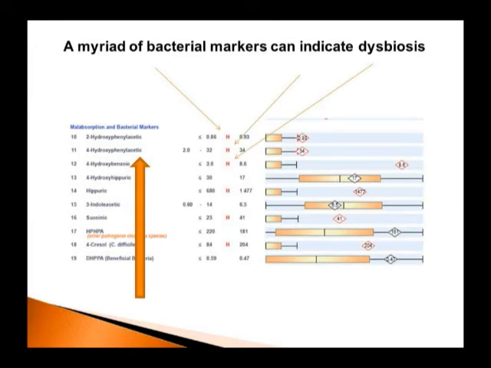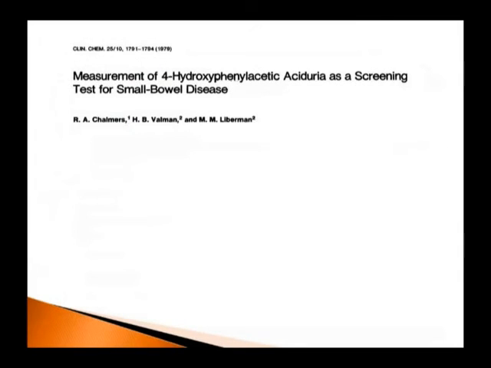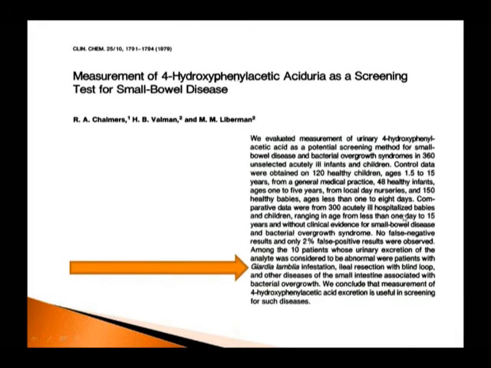So in this particular case, we've not only got Clostridia difficile that's high at number 18, but we see 10, 11, 12, and 14 also high. Well, it turns out that there is an interesting research article that came out in the 70s in the Journal of Clinical Chemistry that was correlating 4-hydroxyphenylacetic acid as a screening test for small bowel disease. Essentially, what would be defined as small intestinal bacterial overgrowth, as they're discussing here.